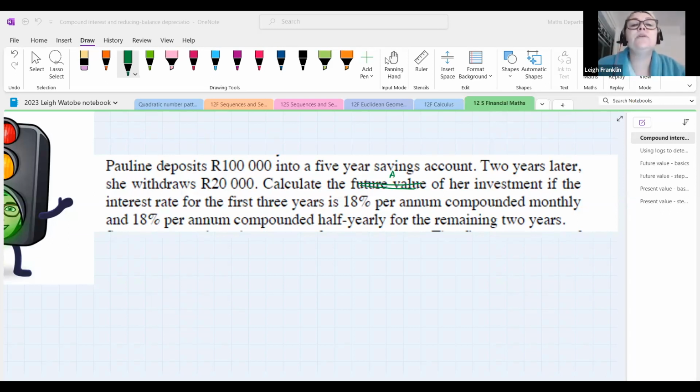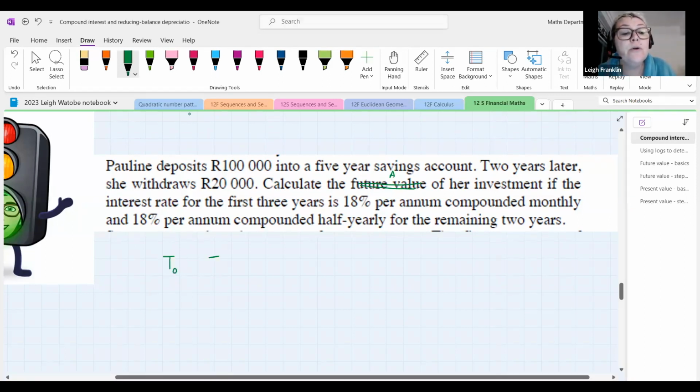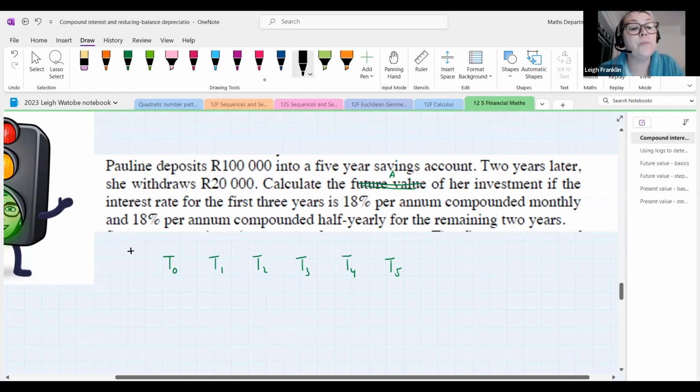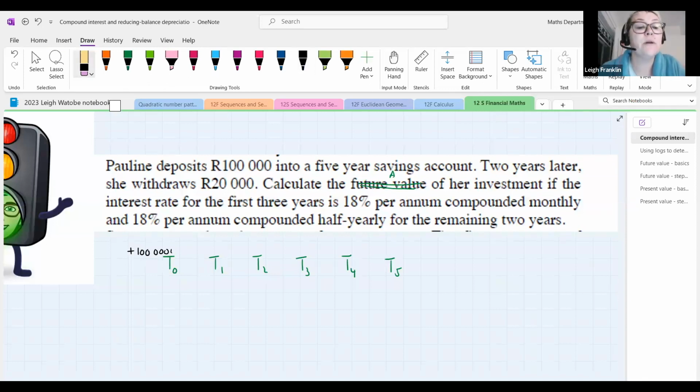Okay, so you're quite right. Somebody did answer my question. Nolutando said 5 years. Kamachelo says 5 years. Quite right, 5 years. Okay, so we've got T0, T1, T2, T3, T4, T5. She deposits 100,000 Rand. So that means we've got plus 100,000 Rand in, whoopsie, is that one too many zeros in the beginning?